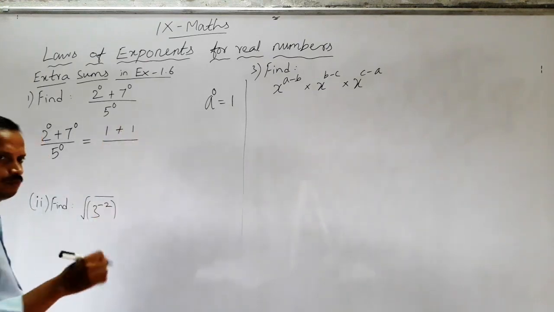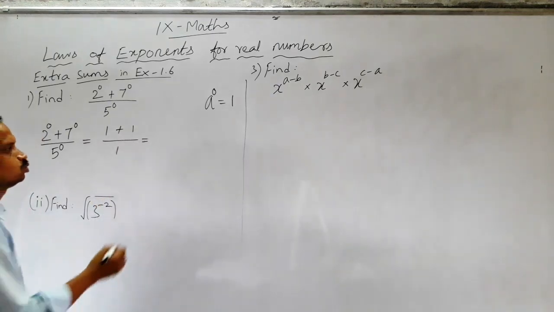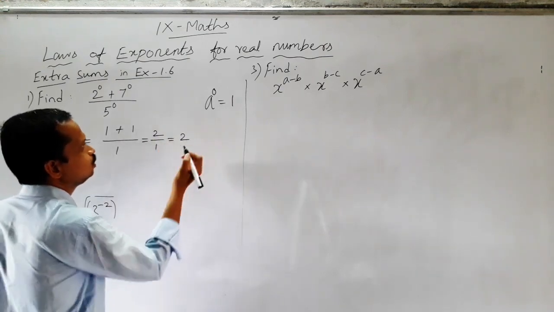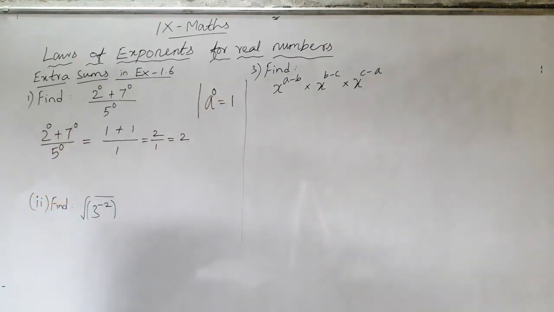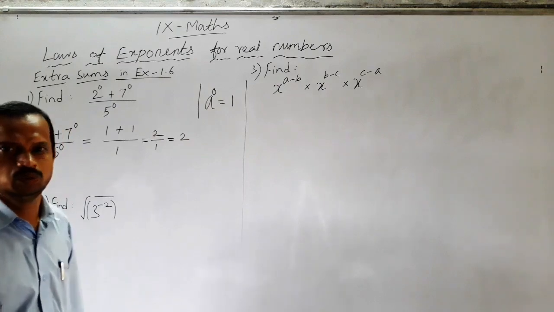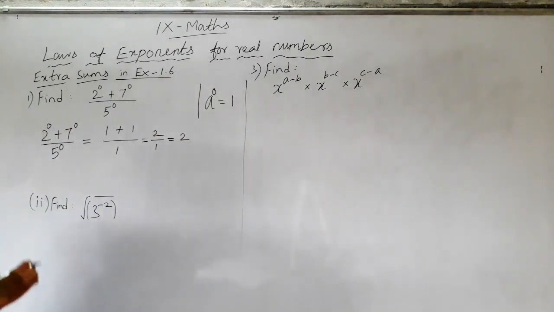By 5 power 0, that is also 1. So in the numerator, 1 plus 1 becomes 2. And the denominator is 1. So 2 by 1 is 2. That's all. Clear? This is the way of doing this. Remember, any number to the power 0 is 1. Clear? And now coming to question number 2.